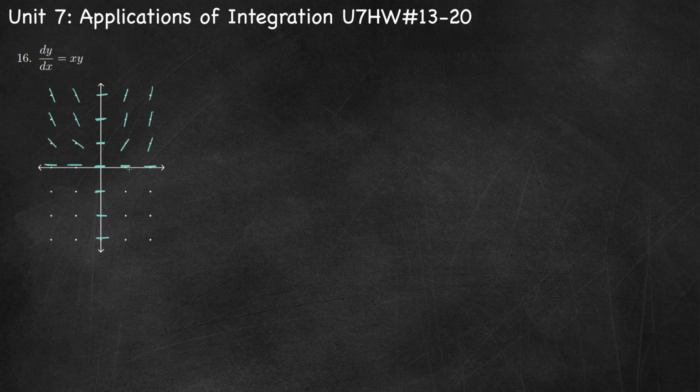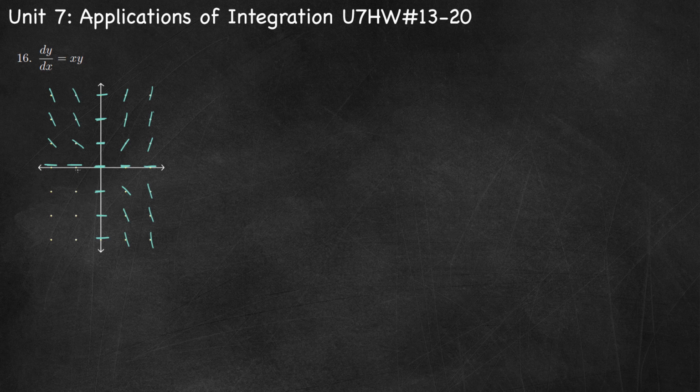Okay. At (1, -1), the slope is -1. At (2, -1), -2. (1, -2), -2. (2, -2), -4. (1, -3), -3, and -6.